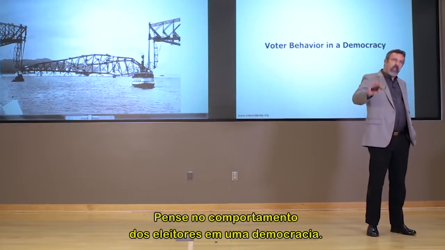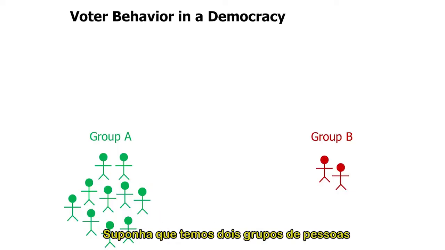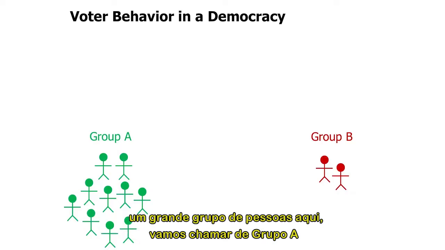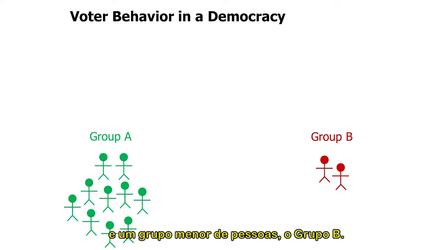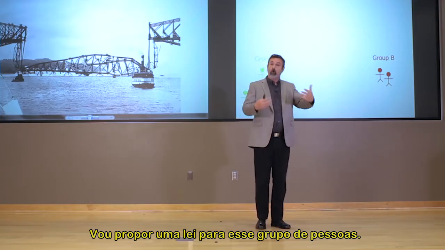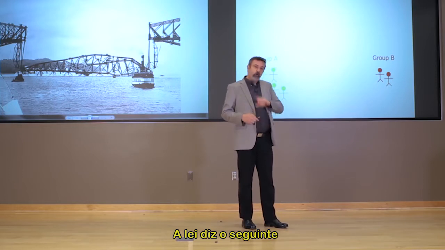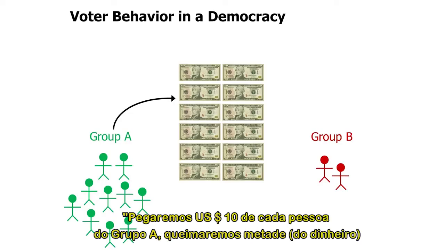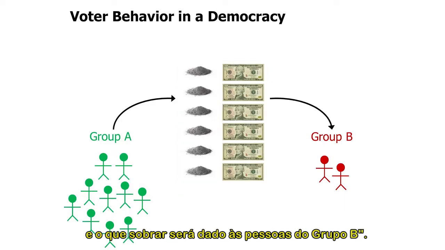Think about voter behavior in a democracy. Suppose we have two groups of people. A large group of people over here, we'll call this Group A, and a smaller group of people, Group B. And I'm going to propose a law for this group of people. And the law goes like this. We will take $10 from every person in Group A, burn half of it, and whatever's left we'll give to the people in Group B.